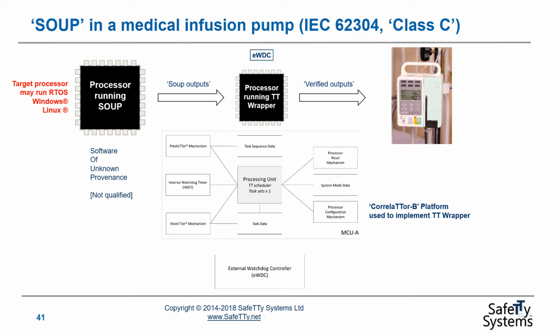Instead, what we do is we take a TT platform, a TT wrapper, running on a qualified processor, on qualified processor hardware, and we use this platform using what we know as a correlator B platform. We implement a TT wrapper, and we use this TT wrapper to check the validity of the outputs that come from the processor running SOUP. This is a powerful approach. It can apply very effectively in medical systems developed in compliance with IEC 62304.